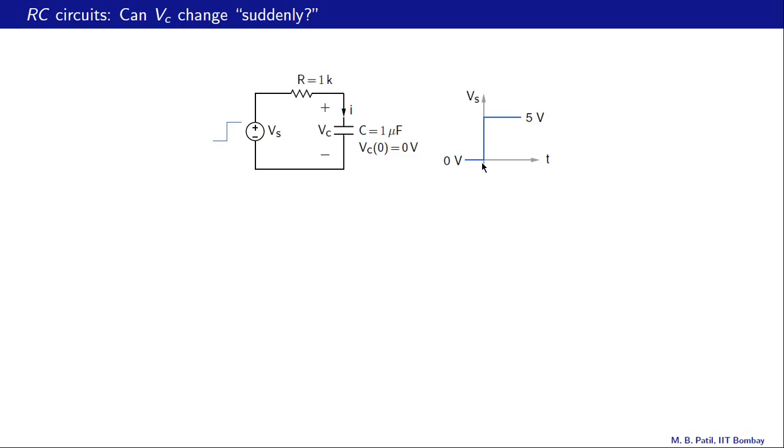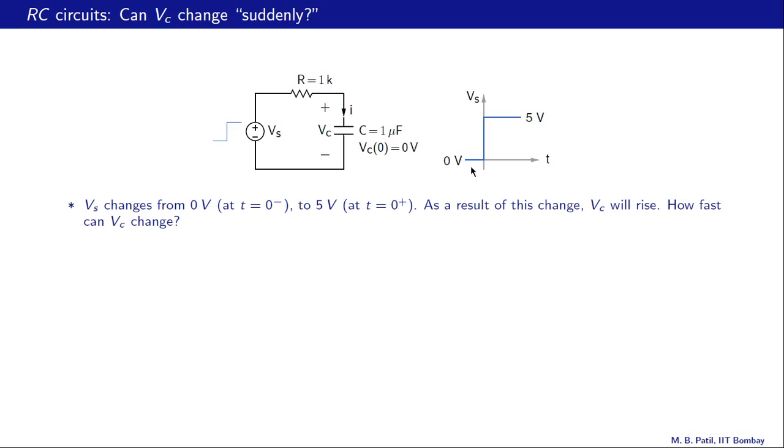And now, as a result of Vs changing from 0 volts to 5 volts, we expect this capacitor voltage to change. So this is our question. Vs changes from 0 volts at t equal to 0 minus to 5 volts at t equal to 0 plus, that is just after t equal to 0. And as a result of this change, Vc will rise. The question is, how fast can Vc change?